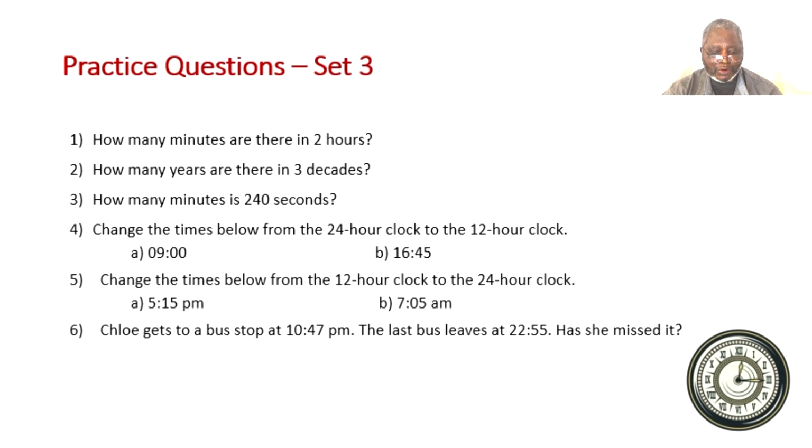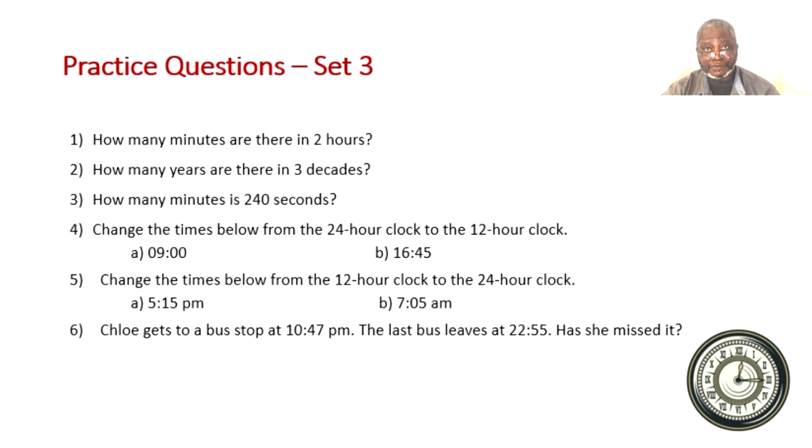Change the times below from 24-hour clock to 12-hour clock. A. 0900 hours. B. 1645. Change the times below from 12-hour clock to 24-hour clock. A. 5:15 p.m. B. 7:05 a.m. Question 6. Chloe gets to a bus stop at 10:47 p.m. The last bus leaves at 22:55.